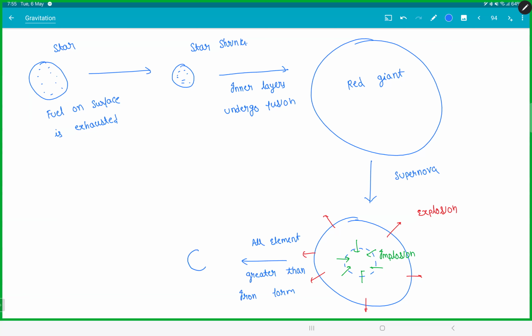And after this, some part of the mass is left out. Now, whatever is left out, if this mass is greater than 1.5 times solar mass, if we take the entire solar system's mass, and after explosion, whatever is left out, the gravity is so strong, the electrons will fall into the nucleus. And this thing becomes a neutron star. It becomes very dense.